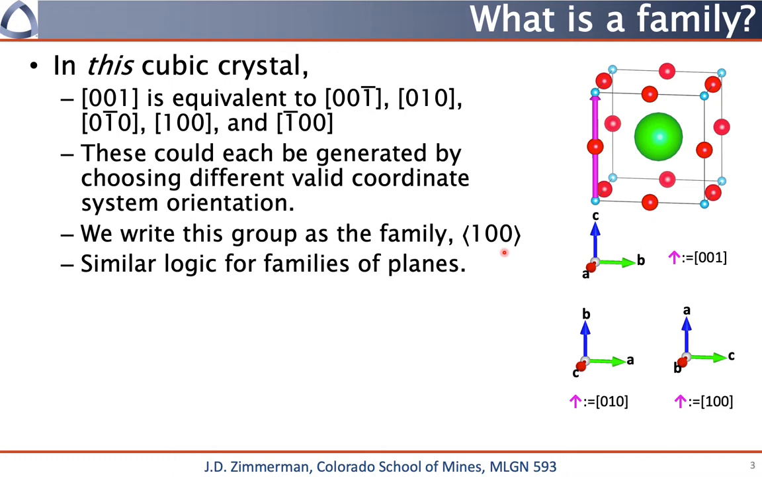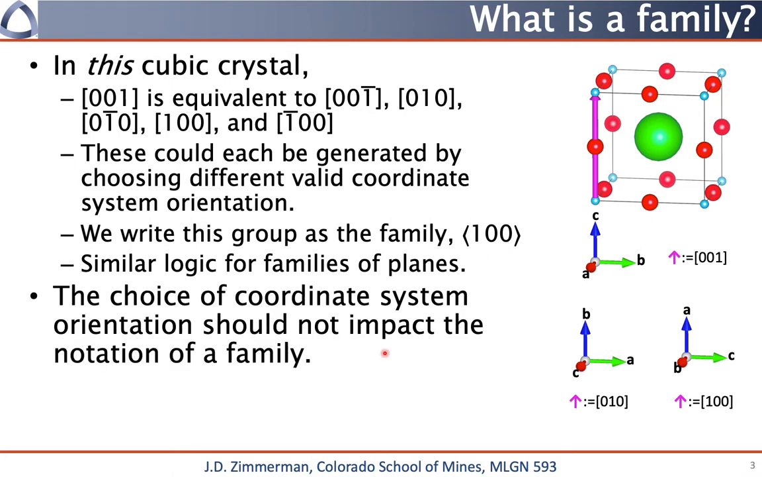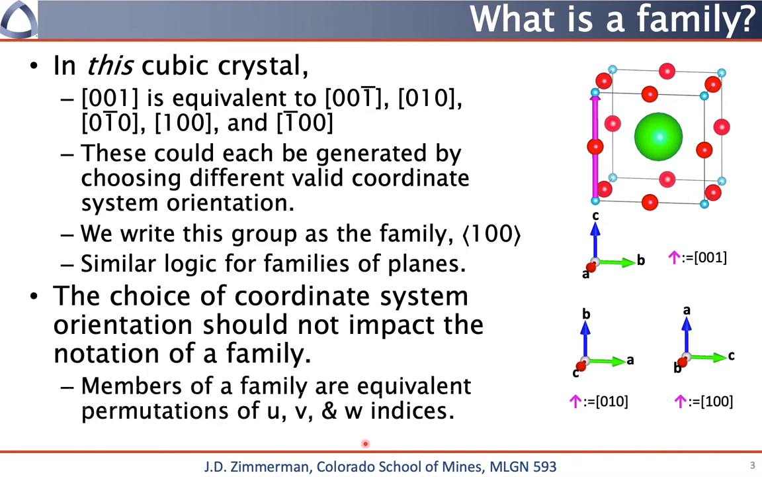There is a similar logic that applies to families of planes. Now, the choice of your coordinate system orientation really shouldn't impact the notation of a family, and it shouldn't make different equivalent directions look completely different. And in most systems, such as cubic, the members of a family are just equivalent allowed permutations of these U, V, and W indices.